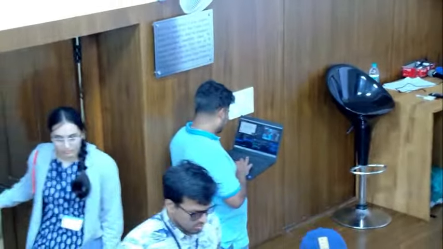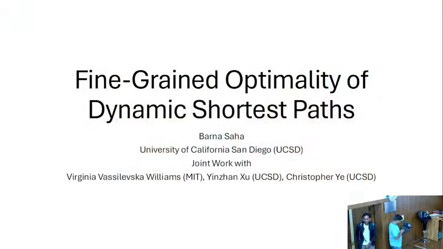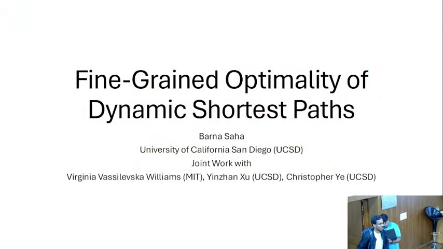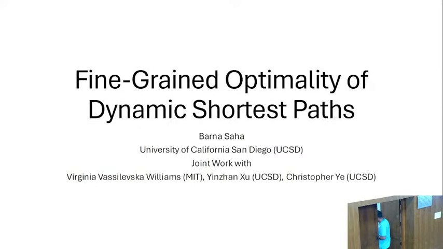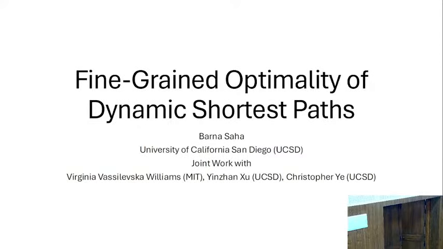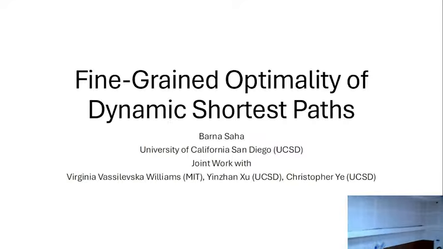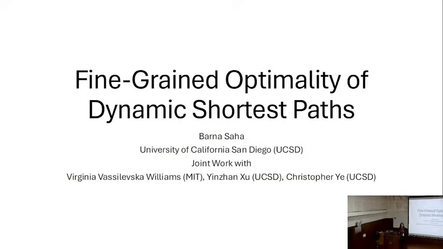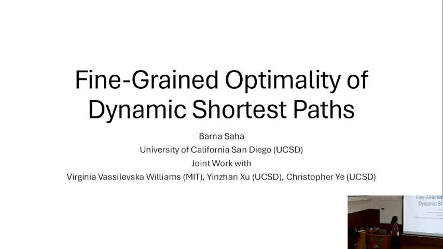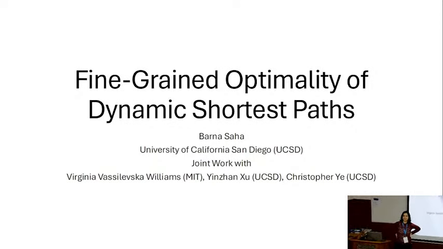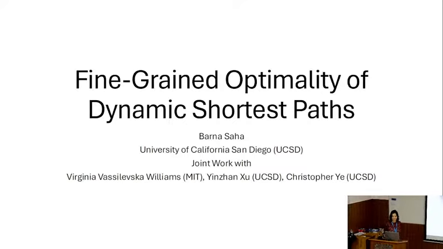Thank you, Nija, for a very nice introduction. So it's great to be here. I'm going to talk about fine-grained optimality of dynamic shortest path. So it's going to be about shortest path, dynamic shortest path, and I'm going to talk about lower bounds. And whenever there is fine-grained in front of it, that means it's going to be conditional lower bounds based on certain conjectures which are popular in fine-grained complexity.